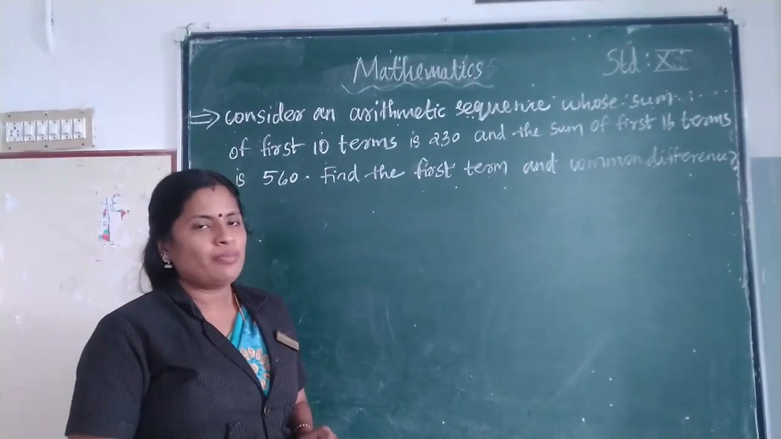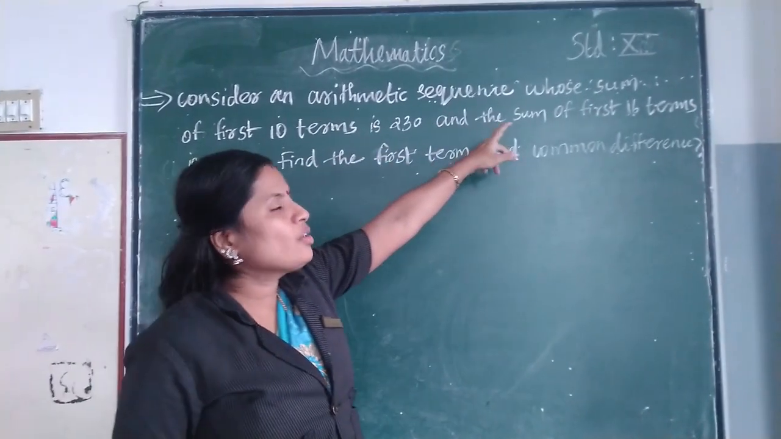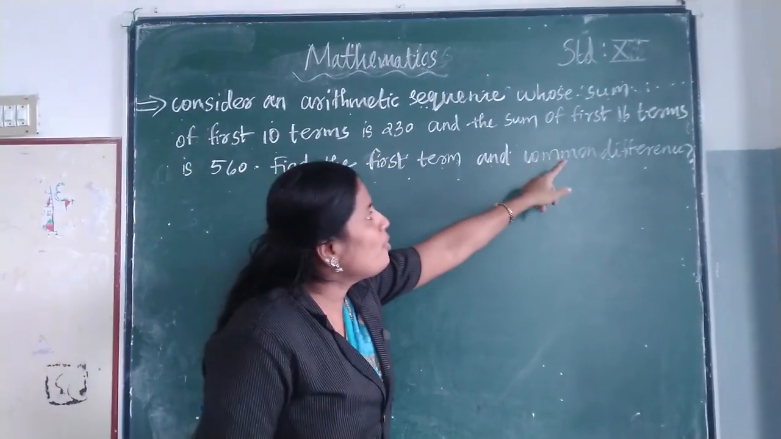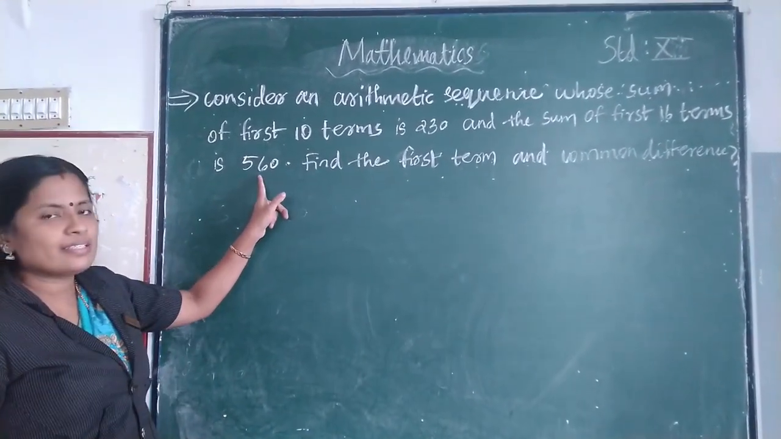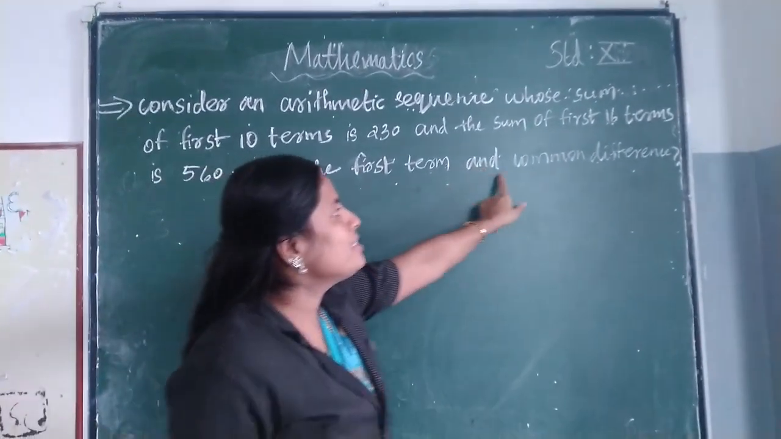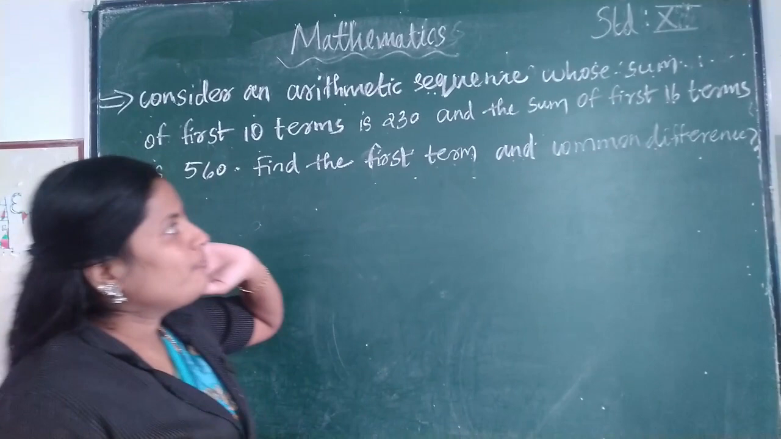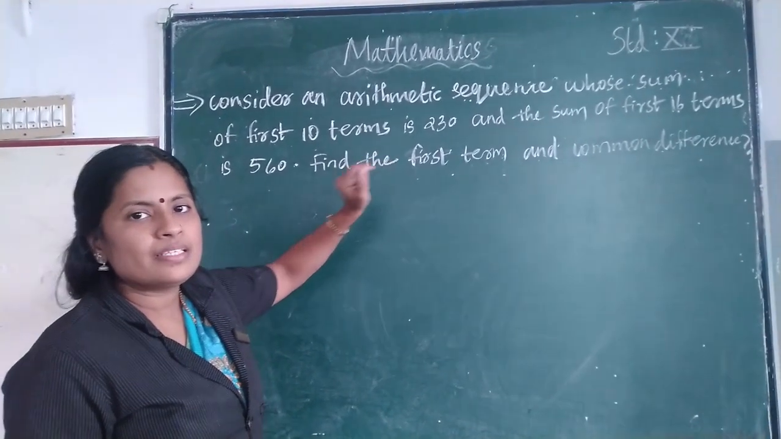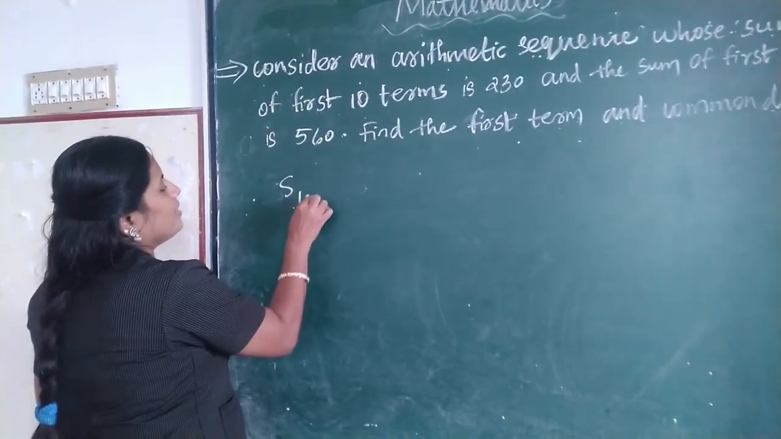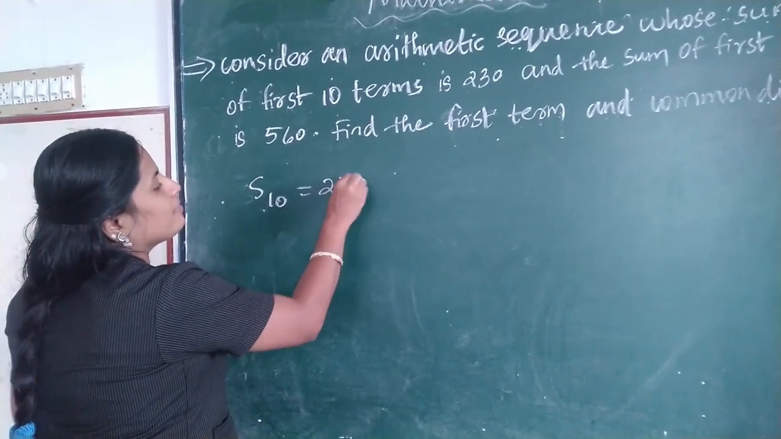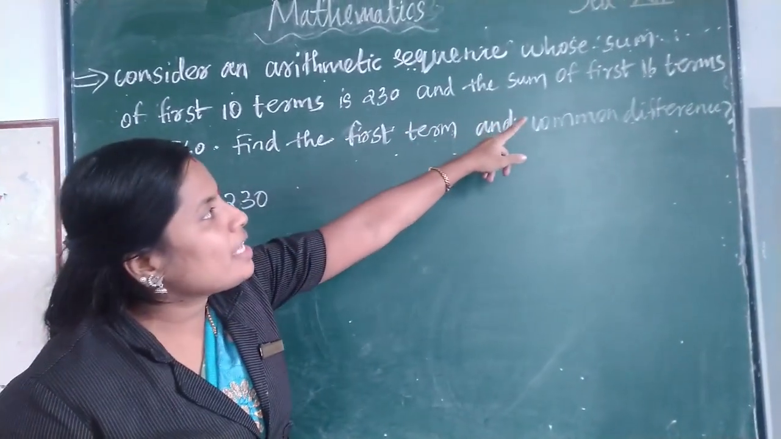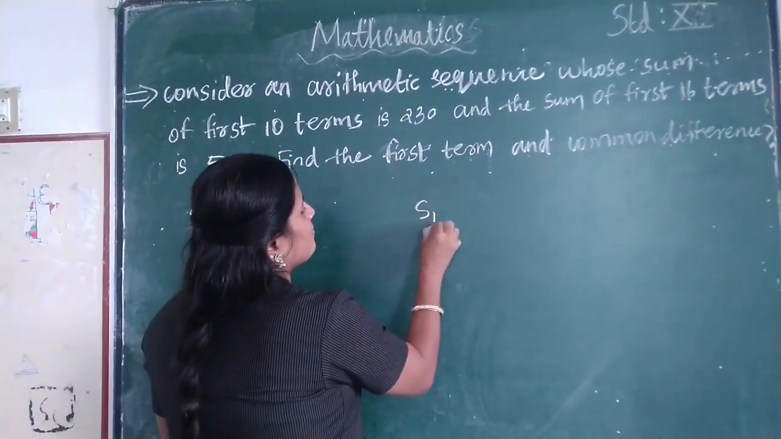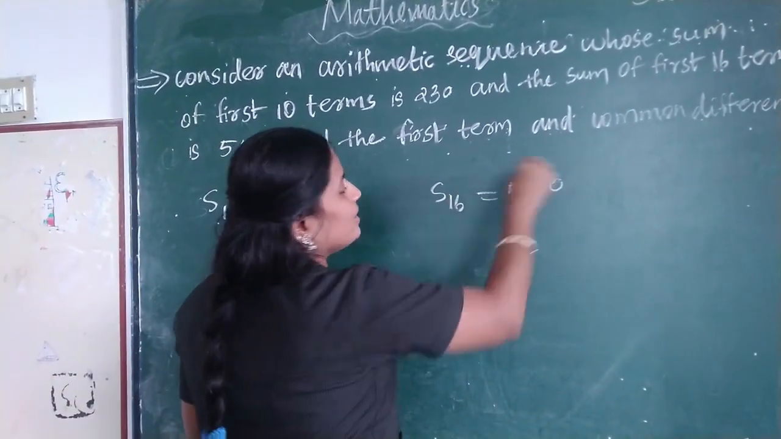Understood? Next problem. Consider an arithmetic sequence whose sum of first 10 terms is 230 and the sum of first 16 terms is 560. Find the first term and the common difference. Okay. So what is given in the question? Sum of first 10 terms. That means S10. S10 equal to 230. Okay, next, and the sum of first 16 terms. So that means S16 equal to 560.